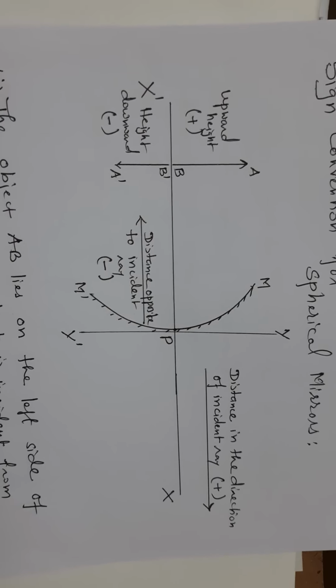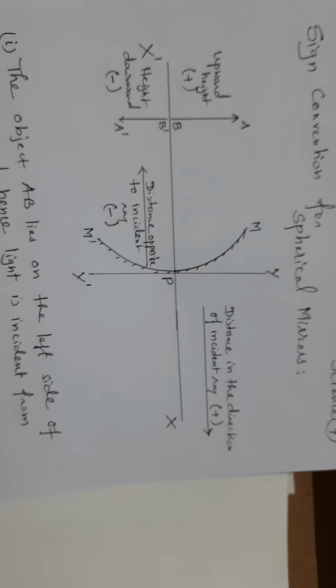Now, here we should remember that whatever distances are measured against the direction of incident ray, there we have shown the incident ray, against the direction of incident ray means this side. Now the second important point: whatever distances there are, they are measured from the pole of the mirror. So whatever distances are measured on the left hand side of the pole of the mirror are taken as negative.